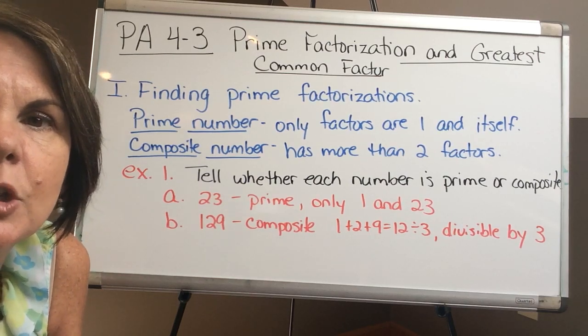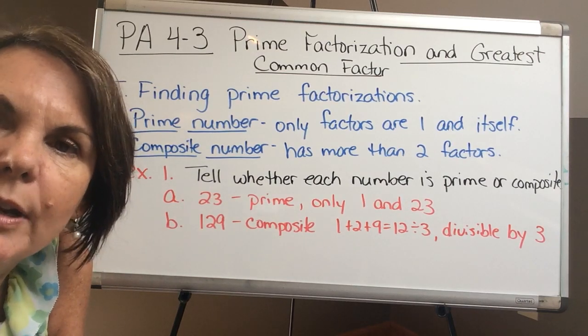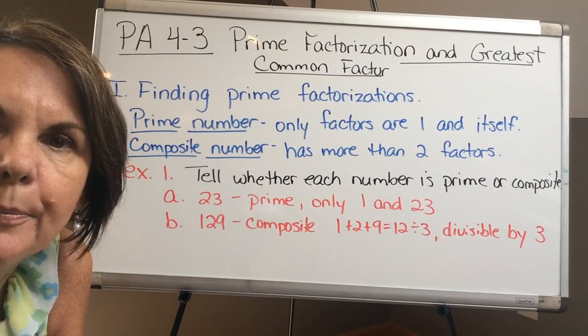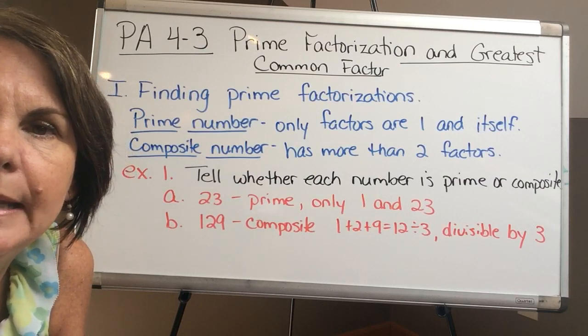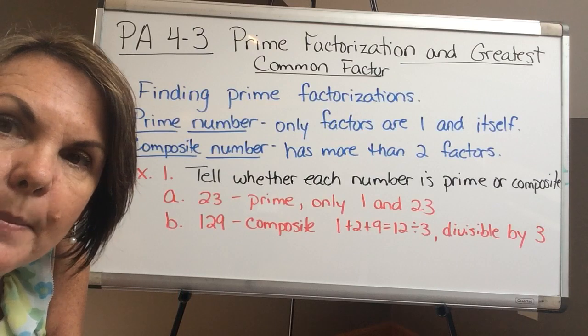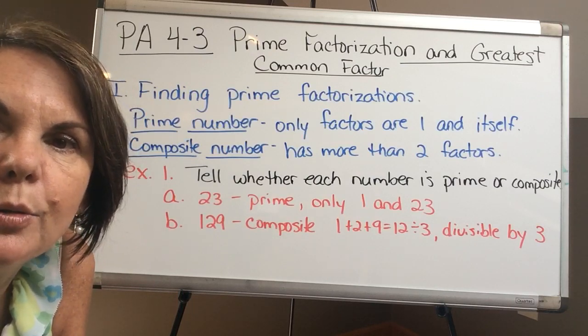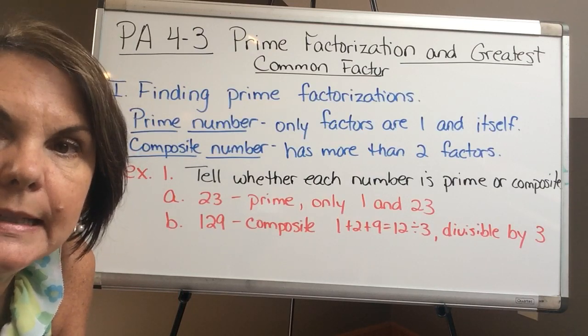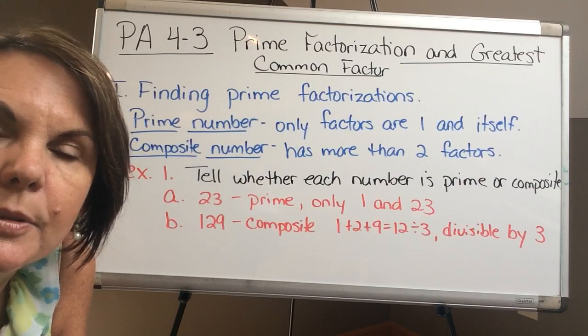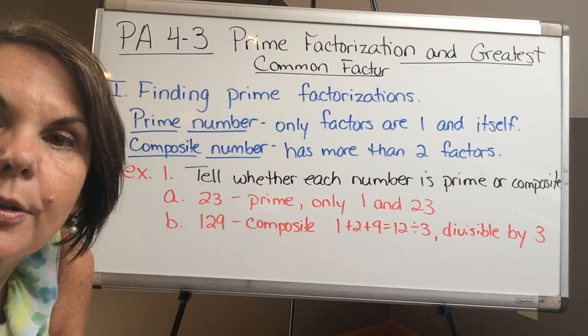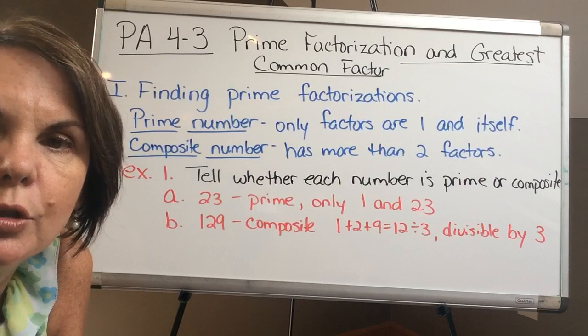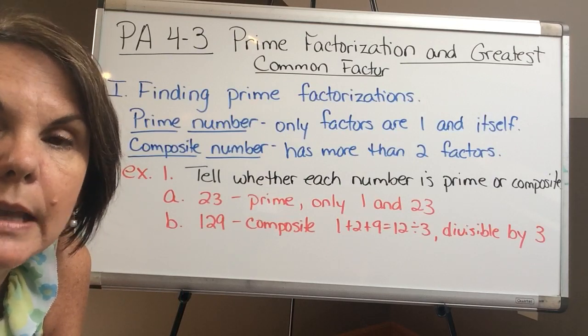Hi, today we're going to talk about prime factorization and greatest common factor, or GCF. First thing that we're going to talk about is, what is a prime number? A prime number is a number whose only factors are one and itself. A composite number is made up of other factors, another way of getting there. So it has more than two factors, the two being one and itself.